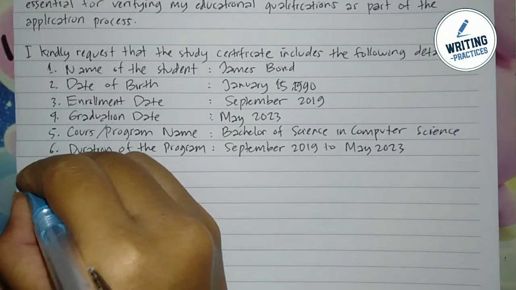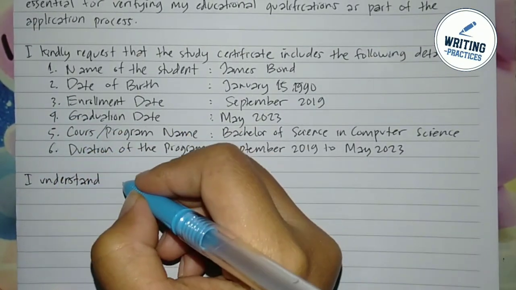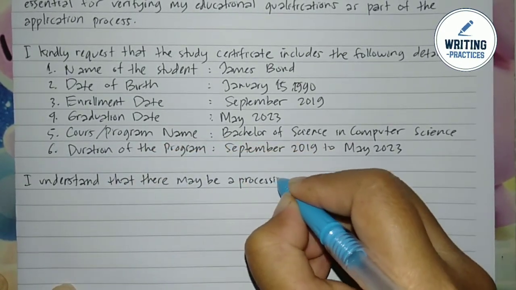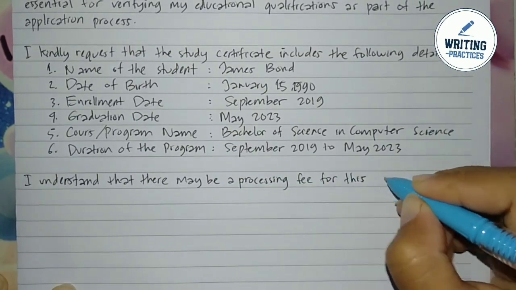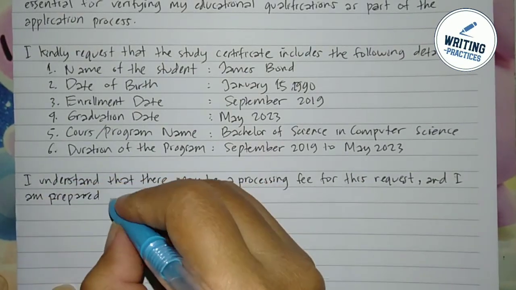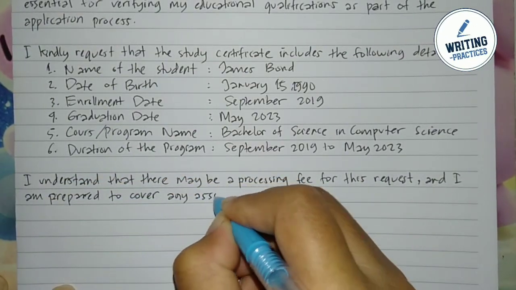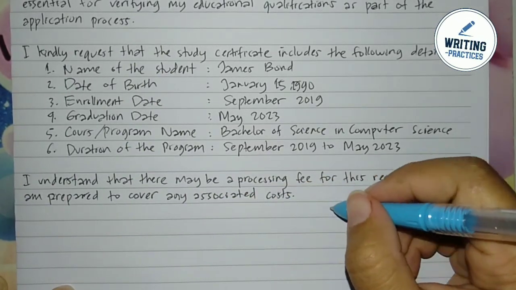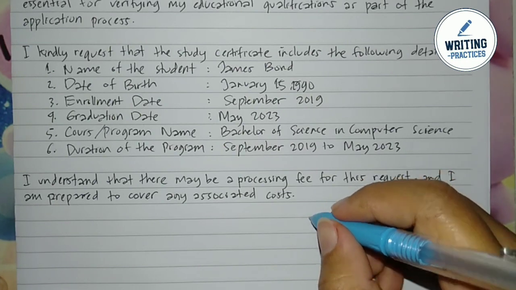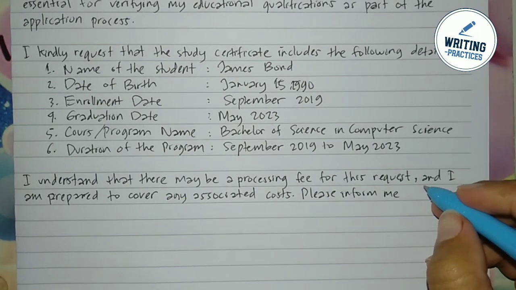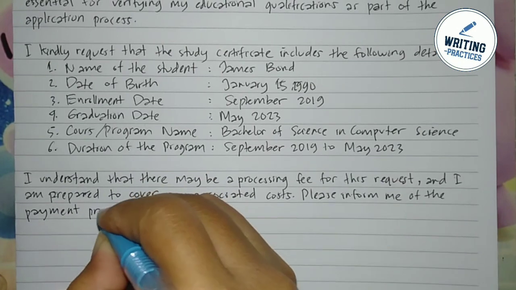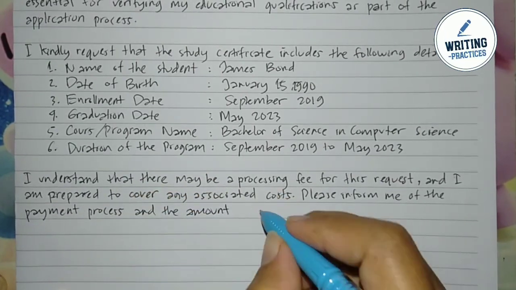After that, in the fourth paragraph, you can write the requested timeline. Here, you should indicate the deadline by which you need the study certificate. Why? Of course, this is important if you have a specific time frame for your application or submission. And talk also about the fee. For example, "I understand that there may be a processing fee for this request, and I am prepared to cover any associated costs. Please inform me of the payment process and the amount due, if applicable."